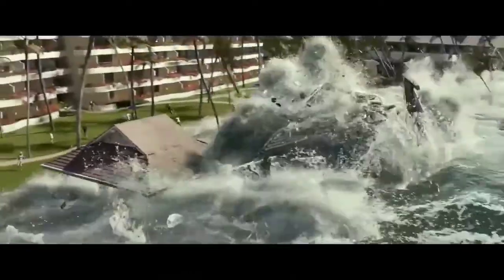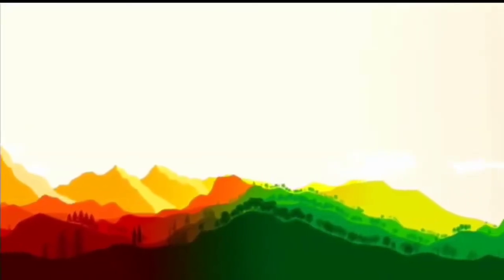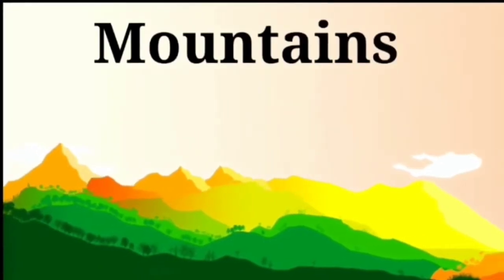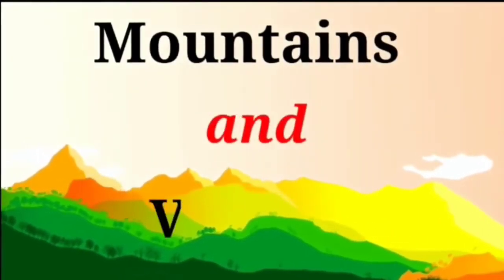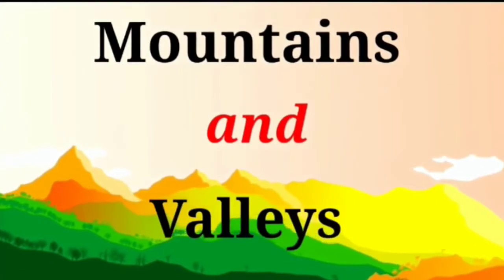Now, let's take a look at major landforms. What are major landforms? Major landforms are the different landforms that we find on the Earth's surface. Mostly, we have the plains, the mountains, the valleys, and so many others. But let's start with the mountains and the valleys for a start. We'll be looking at the rest as the lesson goes on.